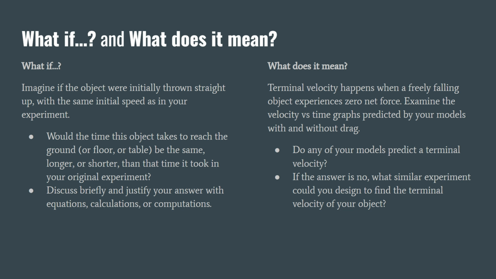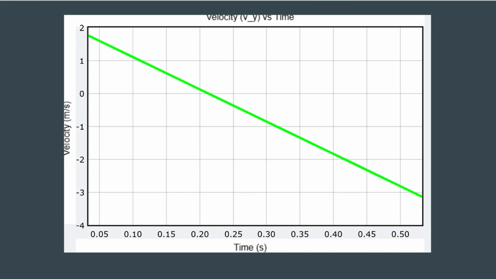And do any of your models predict the terminal velocity? And the answer is no. You can see that the velocity in the y direction versus time is not constant. The graph was similar enough for the model with and without drag. In order to determine terminal velocity, we can design an experiment that calls for a much higher drop height, giving the object enough time to reach terminal velocity in comparison to this experiment.